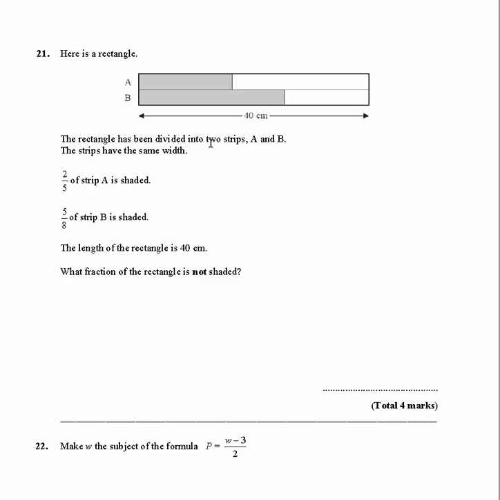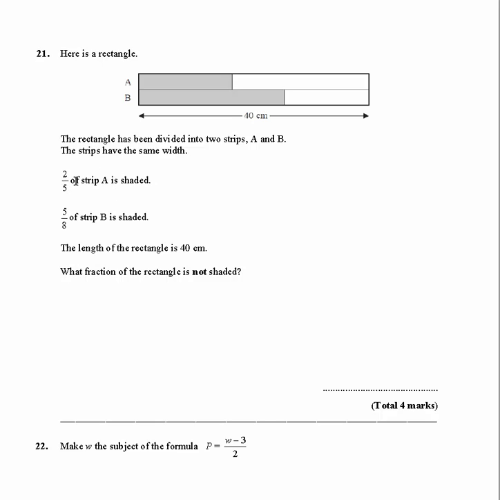The rectangle has been divided into two strips, A and B. The strips have the same width. 2/5 of strip A is shaded, and 5/8 of strip B is shaded. Well, you've got to work out how much isn't shaded. If you look at this strip here, it's strip A, and 2/5 is shaded. So you can either work out what is shaded, and then take it away from 40, or you can say if 2/5 is shaded, then 3/5 isn't shaded, and do it that way.